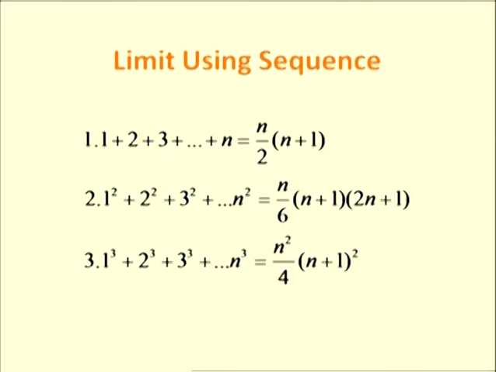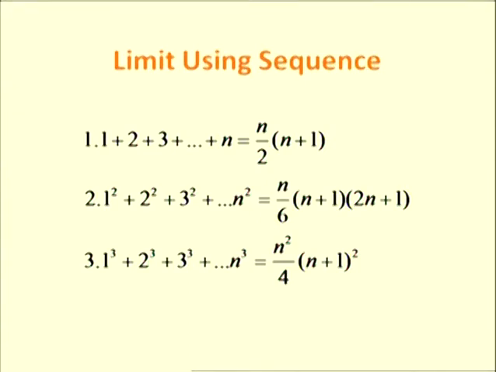The next sequence is 1 square plus 2 square plus 3 square up to n square, and the summation of this sequence is n by 6 into n plus 1 into twice n plus 1. Okay, and the third one is 1 cube plus 2 cube plus 3 cube up to n cube. So the summation of this sequence is n square upon 4 into n plus 1 whole square. So it is very easy to remember.